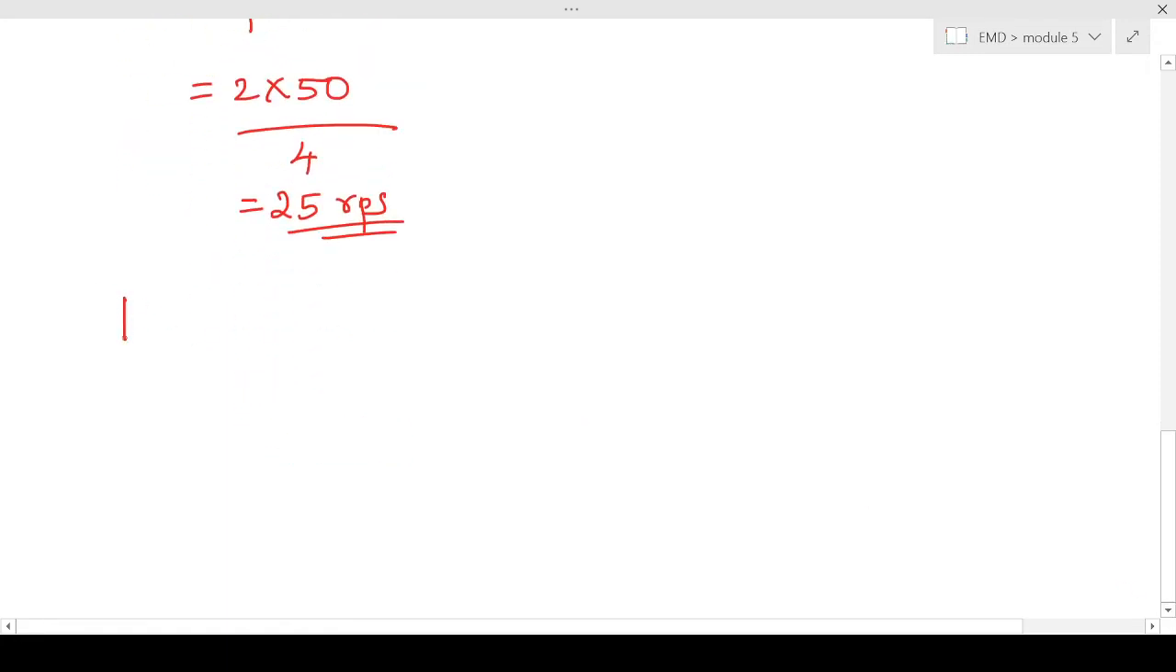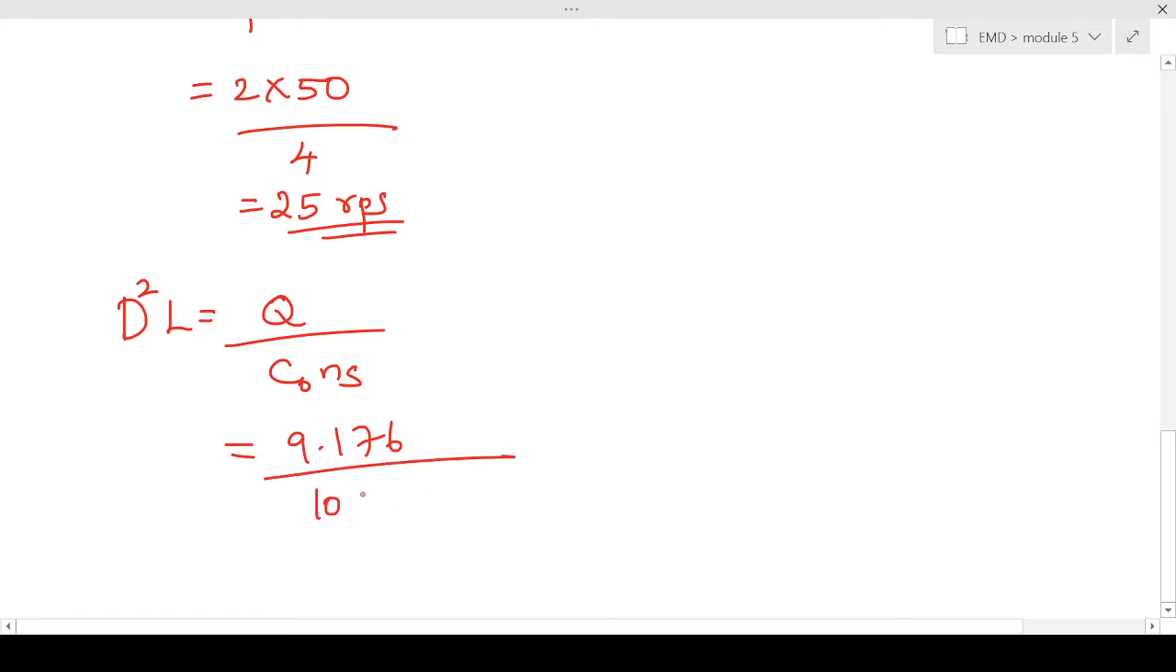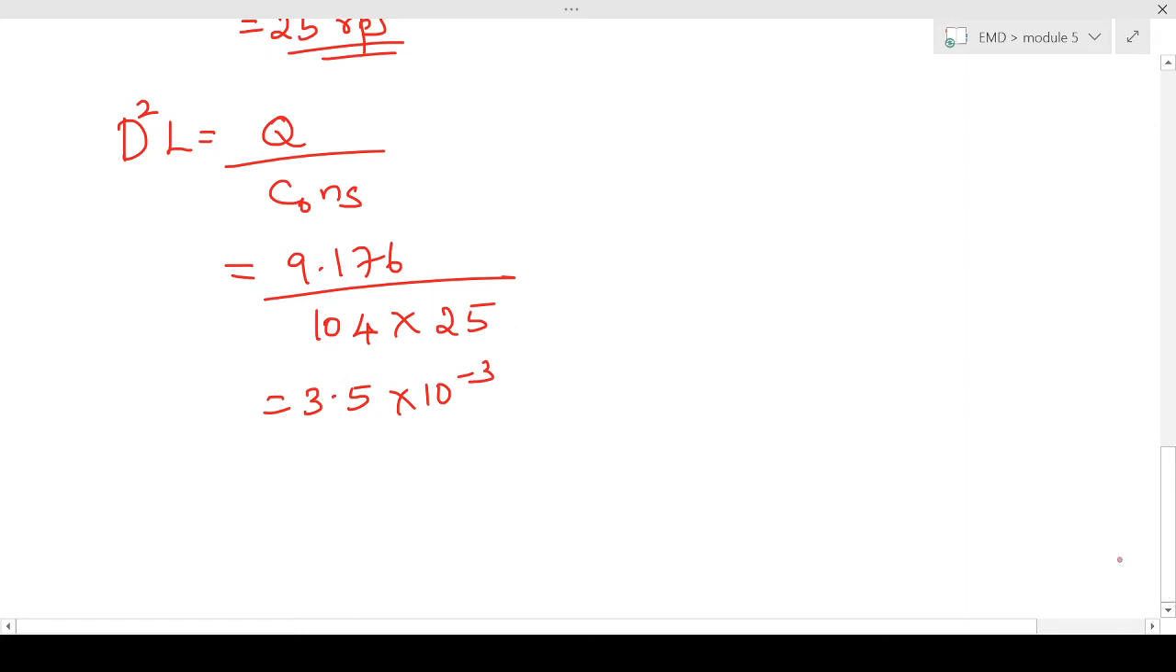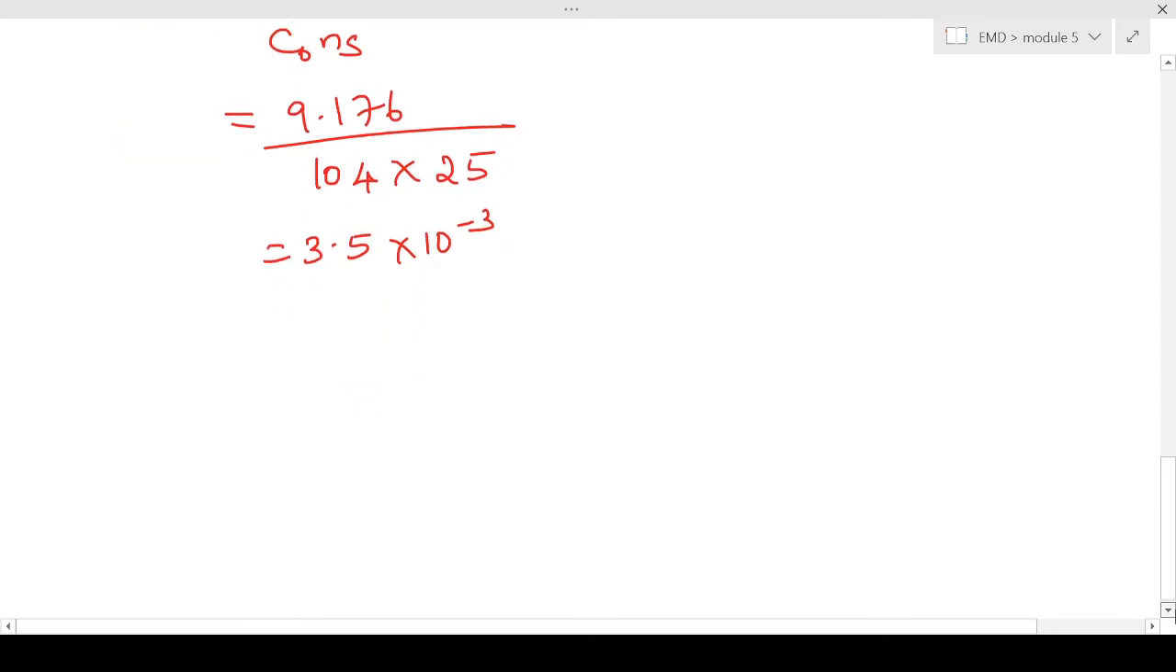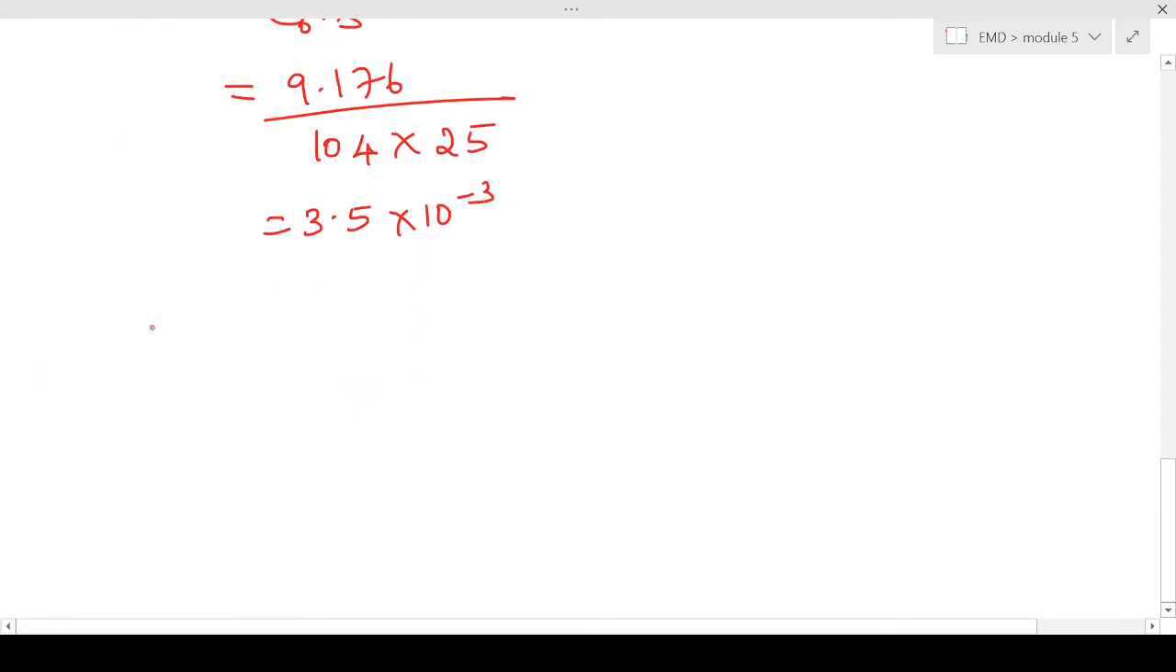Now we can write what is D square L. D square L will be equal to Q by C0 NS, and Q is 9.176 divided by 104 into 25. So we'll get that as 3.5 into 10 raised to minus 3. Now we have to separate D and L. For that, the L by tau ratio is not given in the question. So if nothing is mentioned, we can assume for good overall design L by tau is 1. That means L by tau ratio is equal to 1.